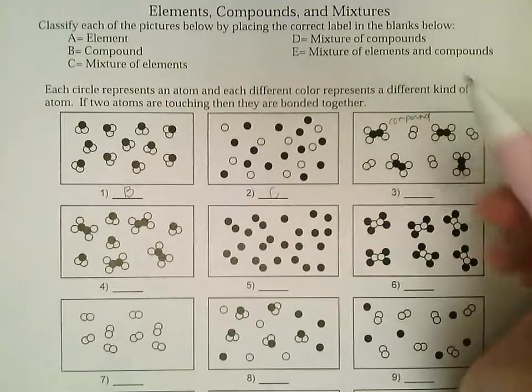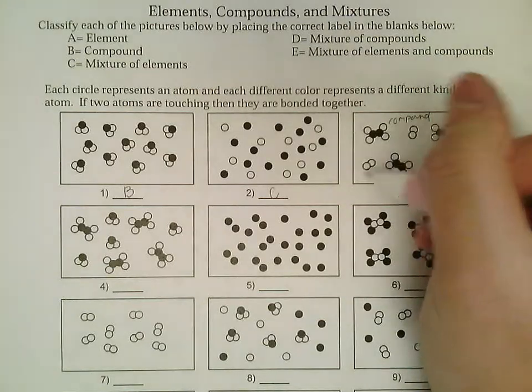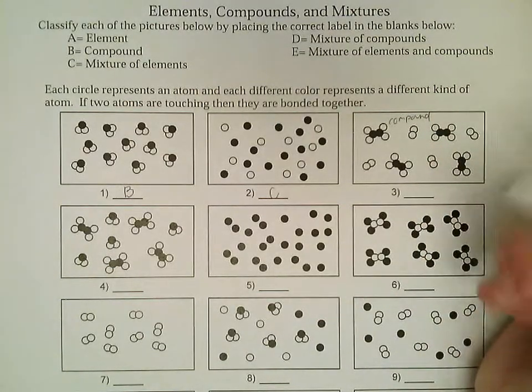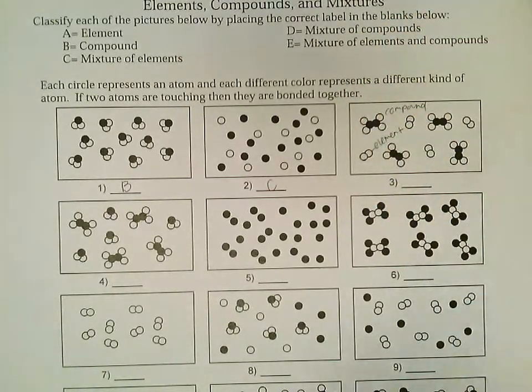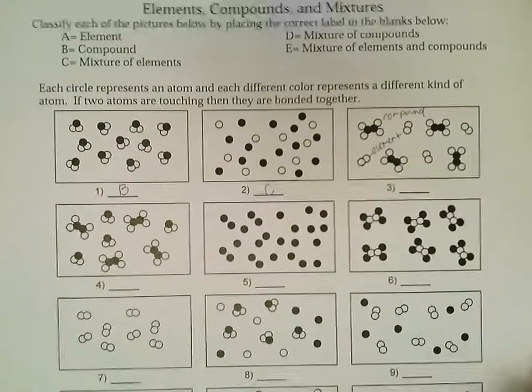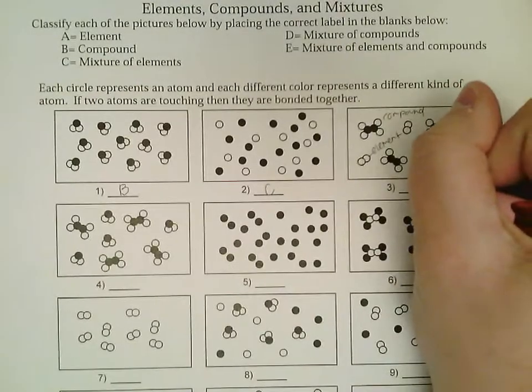If we think back to the diagrams we just did with the bingo chips, I mentioned that those are a special type of element called diatomic elements. So those are an element. Remember, elements have one type of atom. Here, your colors are representing your types of atoms. So I have a compound and an element. So my only option here is going to be a mixture of elements and compounds.